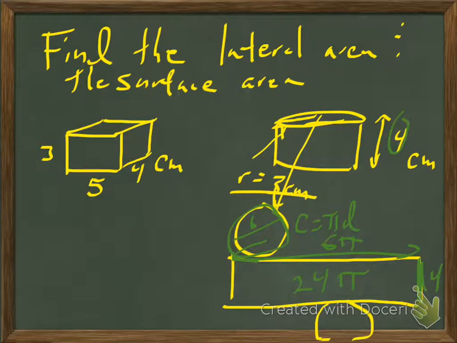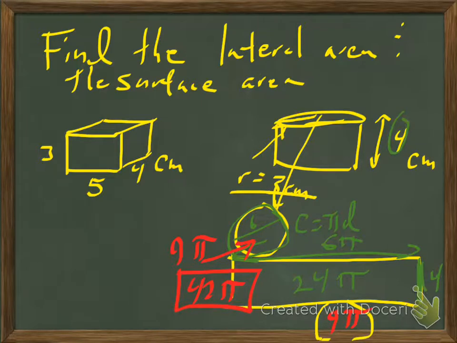Yep, exactly. Now, what's the area of the circle if the radius is 3? 3 times 3 is 9, so it's 9 pi is the area of the circle. And then there's another 9 pi for the bottom. So add all that together. 9 pi and 9 pi is 18. 18 and 24 is 42 pi. And that 42 pi is the exact surface area of the cylinder.